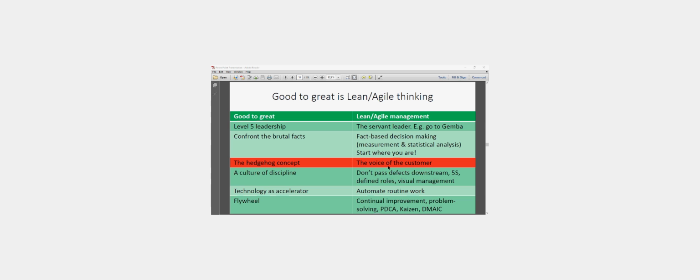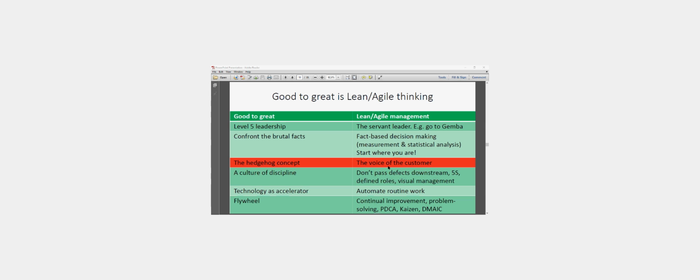So why do I talk about Good to Great if I said we need to think about lean and agile? Well, the reality is that if you compare these 6 or 7 concepts that you identified that made organizations successful in Good to Great, actually it maps 100%, no, not really 100%, but nearly 100% to lean agile thinking.